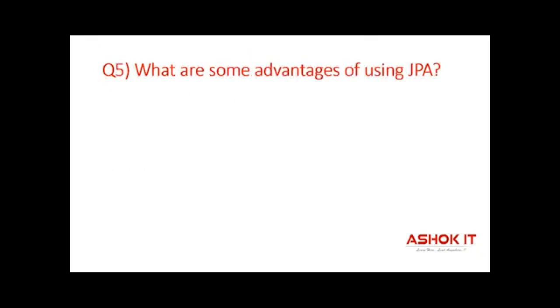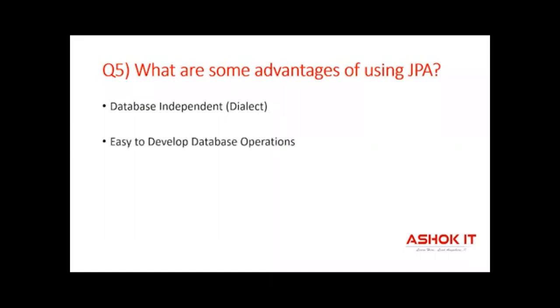What are some advantages of using JPA? If you use JPA compared to JDBC, mainly we can say it is database independent. If you are working with an Oracle database and you are moving to a MySQL database, JPA code works as usual. But there is one major concept called dialect that we need to change. It is also easy to develop database operations. If you are performing insert, update, delete, you need not write any queries. Queries are generated.